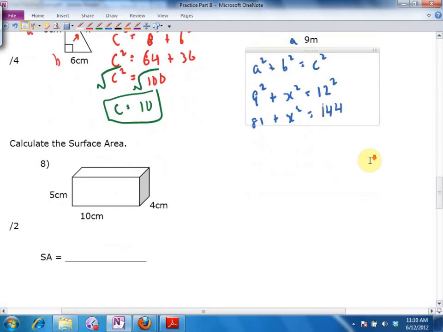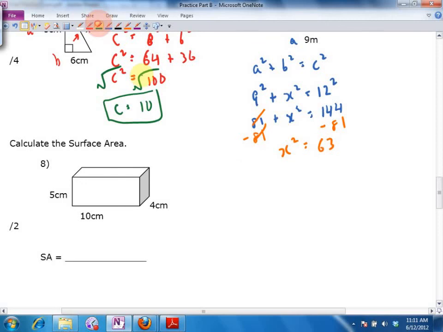What do I do next? How do I do this? Mitchell, what do I do? I want to get x squared by itself, so I subtract 81. Good. But I have to do it from both sides. Please put it away. Thank you. X squared equals, when you subtract that, what do you get? 63, right? Yeah, good.